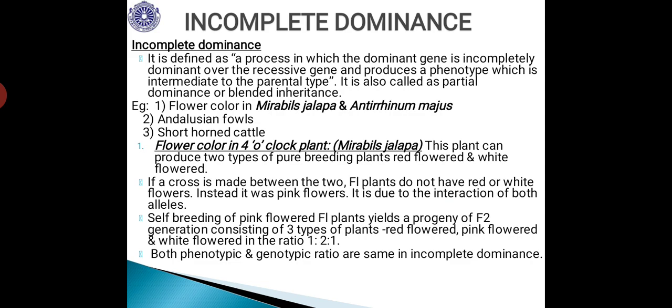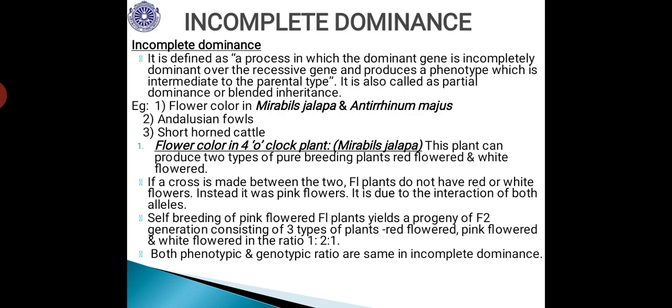It is also called partial dominance or blended inheritance because there will be partial dominance exhibited by the dominant gene, and it's called blended inheritance because there will be a blending of the gene influences. That is, there will be a blending of the dominant gene influence and the recessive gene influence, so that a new intermediate character is produced. Hence the concept is also called intermediate inheritance.